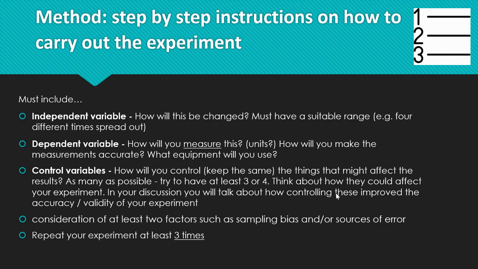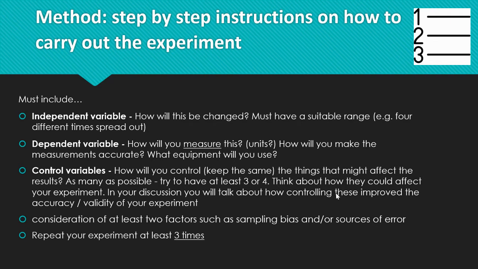So it must include what is going to be changed. The one thing we're going to change, remember, that's called the independent variable. How will it be changed? And it must have a suitable range. You need about 3 or 4 different data points in your range, from the smallest to biggest, and you need to spread it out as much as you can depending on your experiment.